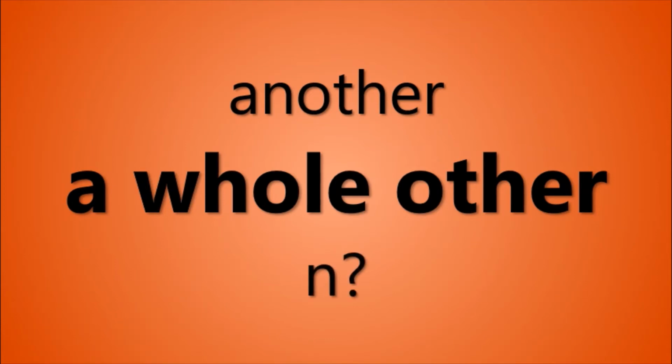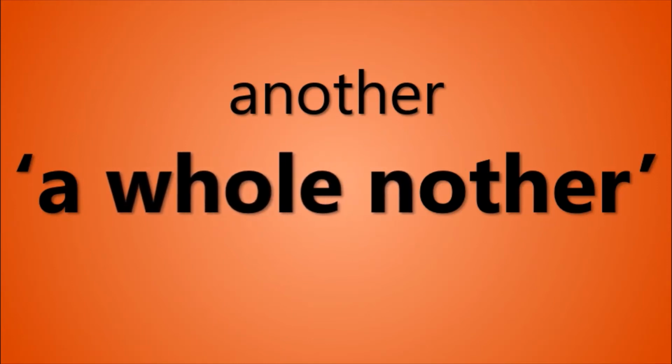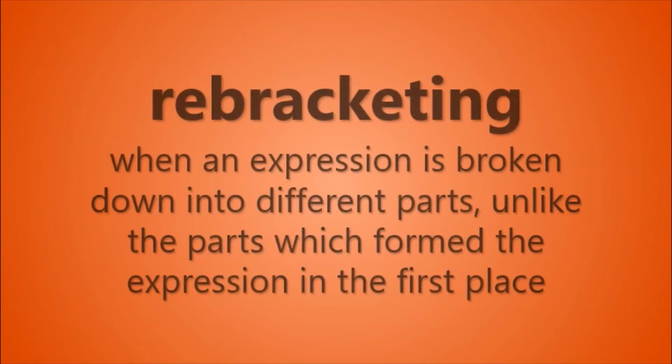Surely it can't be an whole other, because an is always followed by a vowel sound, not a consonant, like the start of whole. If you view another as a single unit, it sounds more complete to say a whole nother. Another way to look at what happens here is the concept of rebracketing.